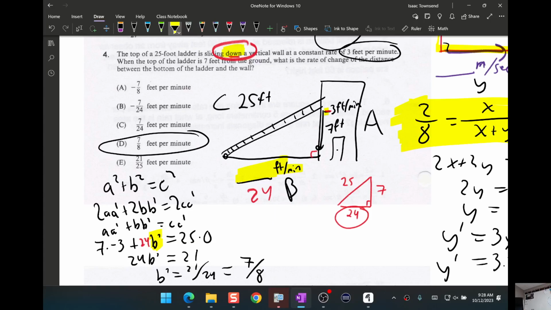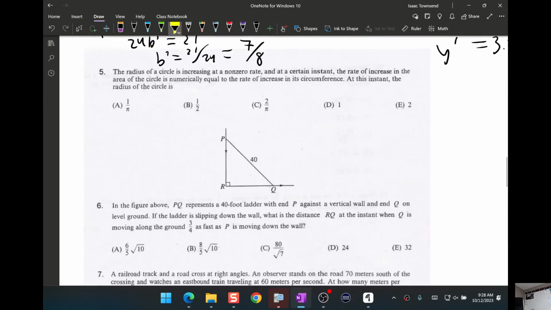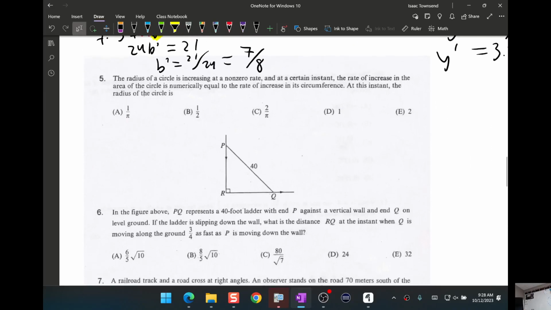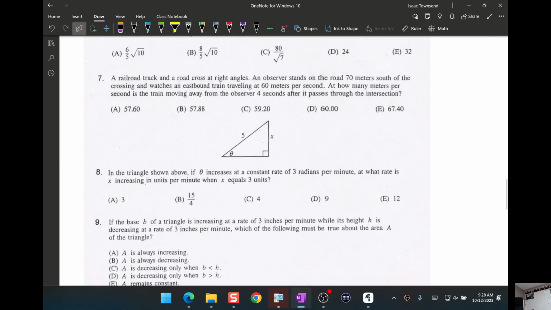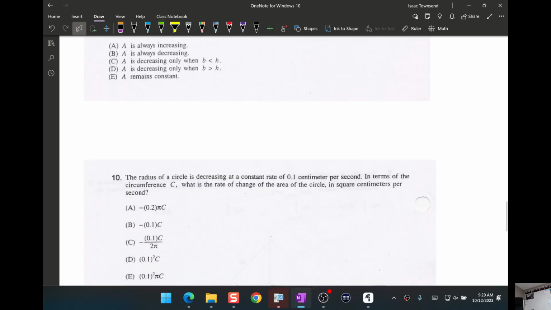Okay, if I'm moving on from this page too quickly, that is okay. I'll give one more chance in a minute. But the next page had questions 5, 6, 7, 8, and 9.